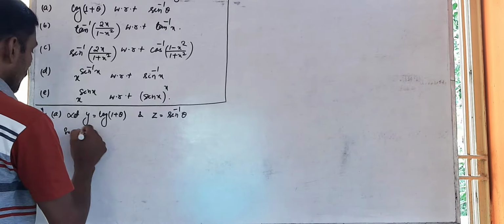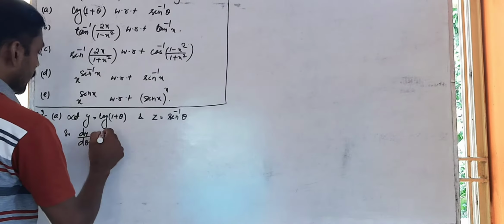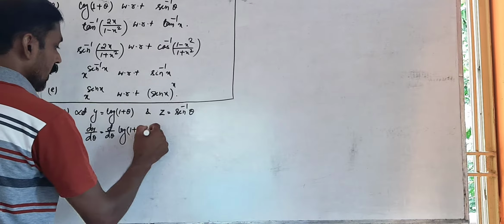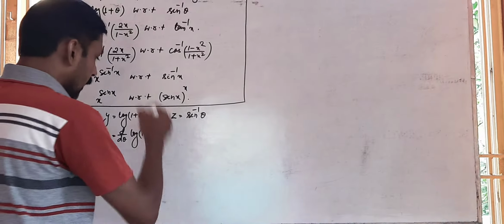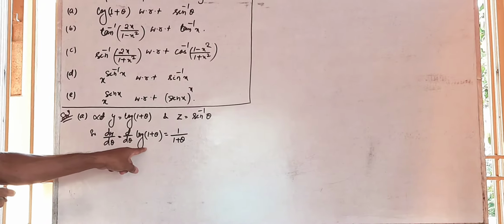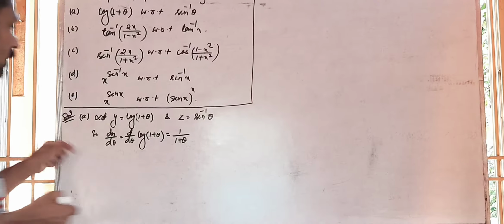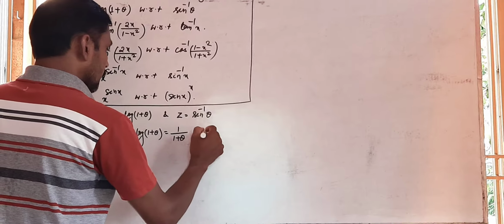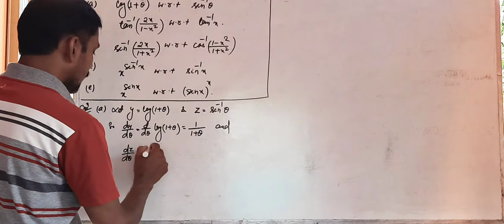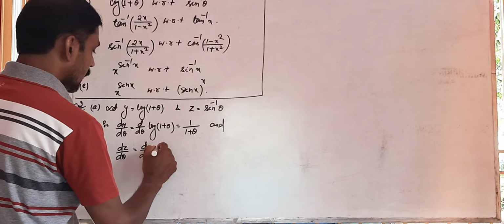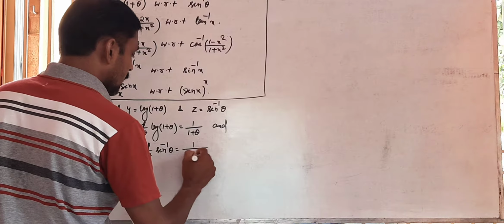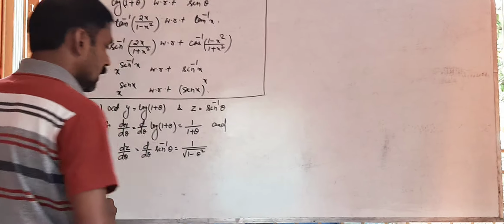So dy by d theta is d by d theta of log 1 plus theta. Now the derivative of log x is 1 by x, so it is 1 by 1 plus theta into the derivative of 1 plus theta with respect to theta, which is 1, so it is only this much. And dz by d theta is d by d theta of sin inverse theta. The derivative of sin inverse x is 1 by square root of 1 minus x square, so it is this.